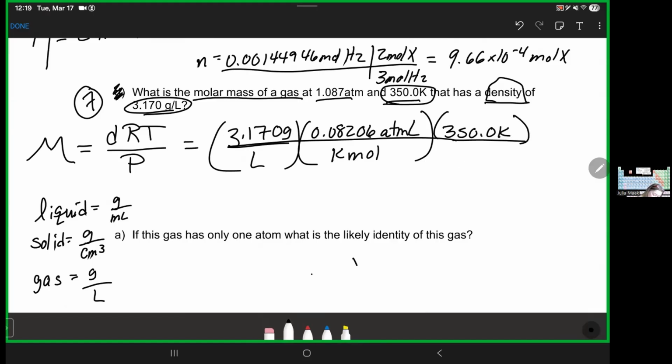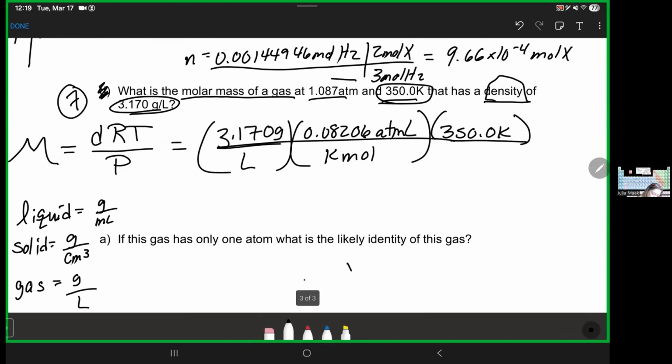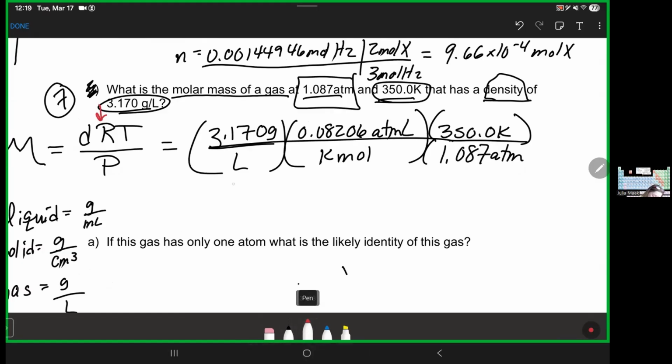And my P on the bottom, so my pressure, if that were in millimeters of mercury, we would have to convert it to atm because R is in here. Remember, when R is there, you have to be in liters and atm. Okay, so my pressure was the 1.087 atm. And if you look at your units, your liters cancel, your atms cancel, your Ks cancel, and you are left with grams per mole, which is what molar mass is, right? Molar mass is how many grams per mole. Okay, so now we just do that calculation.